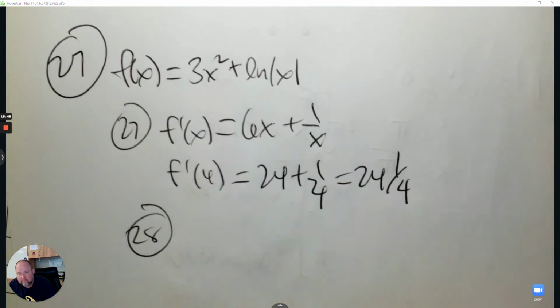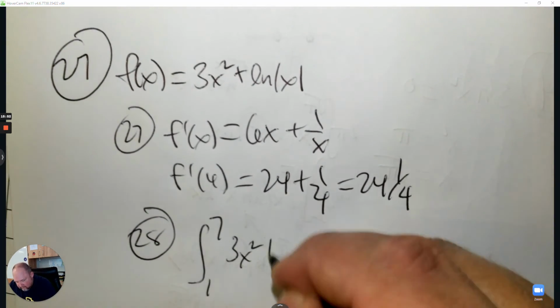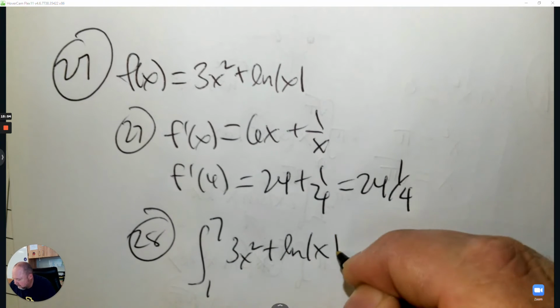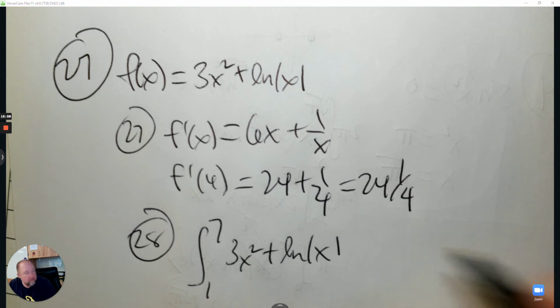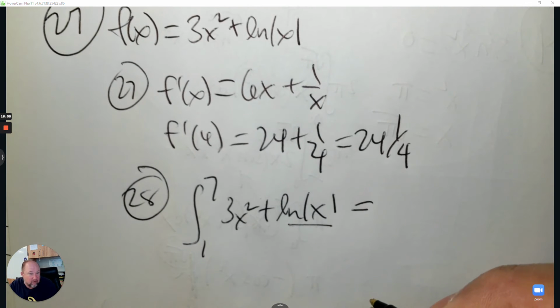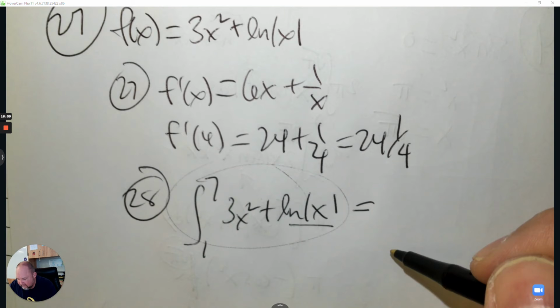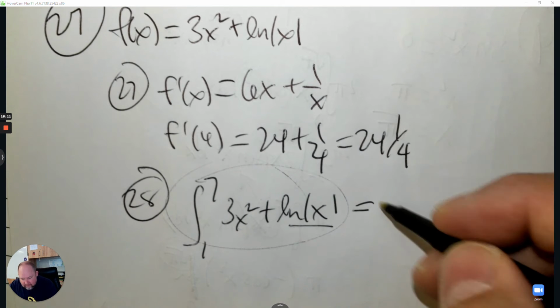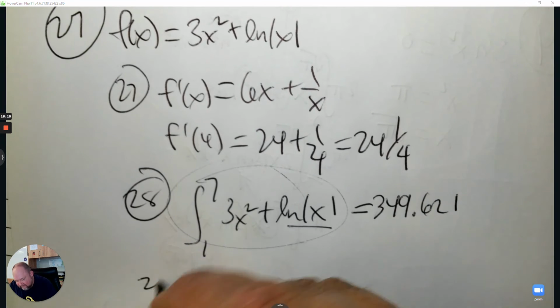28, it says integrate from 1 to 7. That's a calculator question, so type it in. We don't have an integration rule for ln, the logarithm. So this is a calculator question. Type it in, and the answer is 349.621.